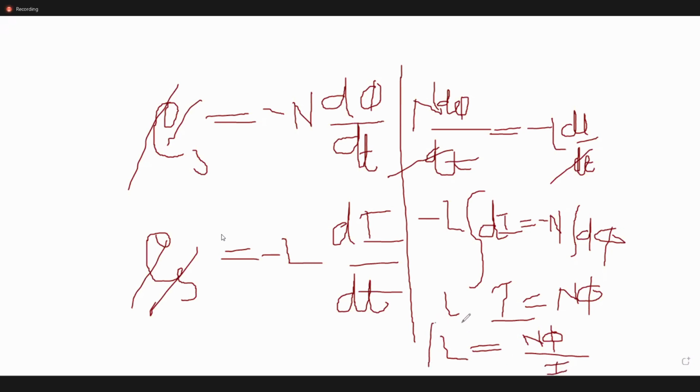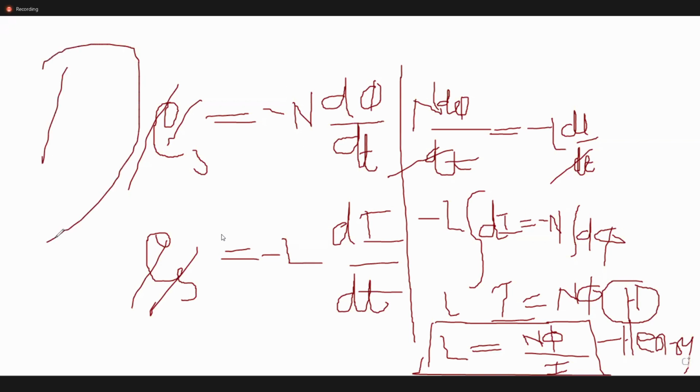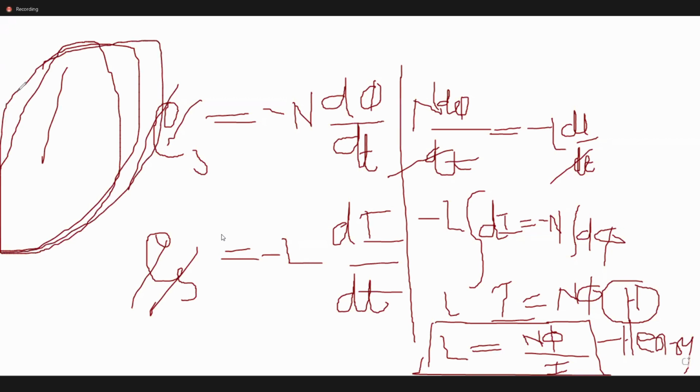Clear? And what is the unit? Henry is the unit for L, shown by the capital letter H. Clear boys? L is equal to N phi by I. Did you understand? There will be numericals on this. It is the first formula of the self-inductance or inductor or coefficient of self-induced EMF. Unit is Henry. Clear? First formula.